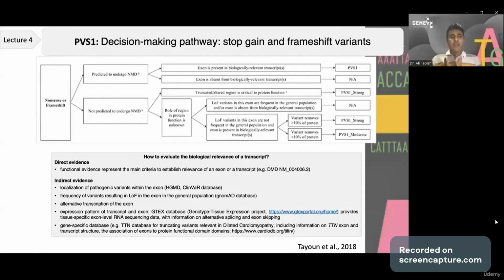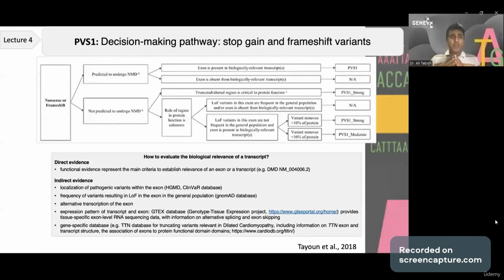And then comes the indirect evidence. Indirect evidence, we take from different databases, for example, the localization of a pathogenic variant within the exons. We can get this information from HGMD, or we can go into the ClinVar database and see the localization of other pathogenic variants in these transcripts, in these exons, from clinical cases. And the frequency of variants resulting in loss of function in the exon in the general population, we can get from gnomAD. So we can go into gnomAD and see the frequency of loss of function variants in this gene in the healthy population.